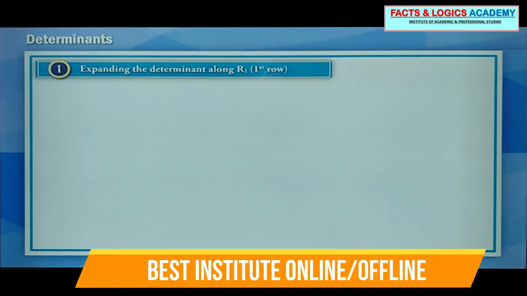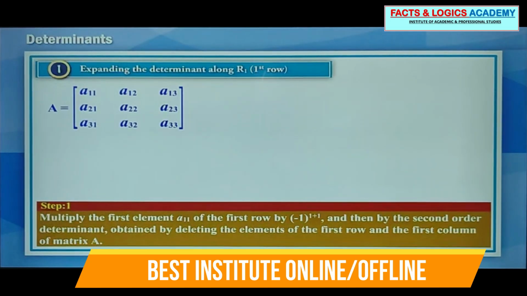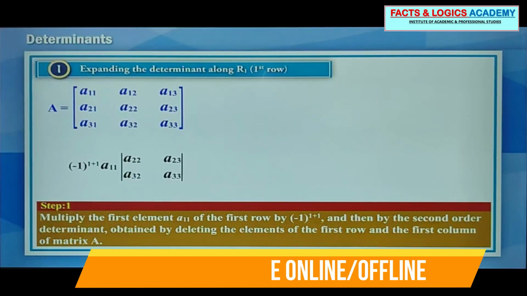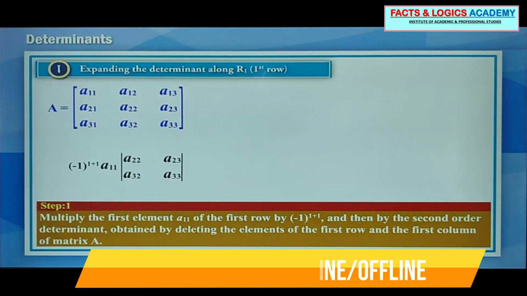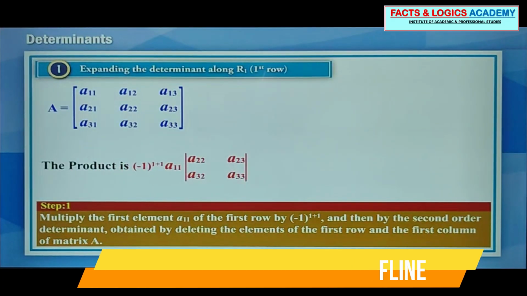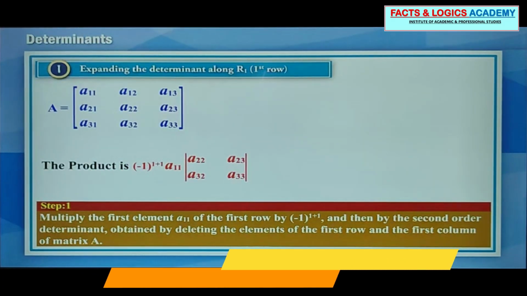First, let us learn to expand the determinant along the first row. Beginning with the first step, multiply the first element A11 of the first row by minus 1 raised to the power of 1 plus 1, where 1 plus 1 is the sum of the suffixes of A11, and then by the second order determinant obtained by deleting the elements of the first row and the first column of the matrix A. This is because A11 lies in the first row and the first column. Hence, the product corresponding to the above step is as shown.